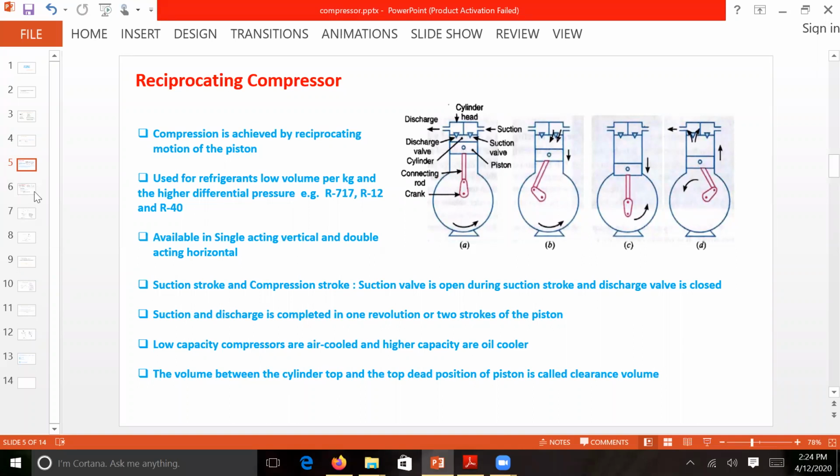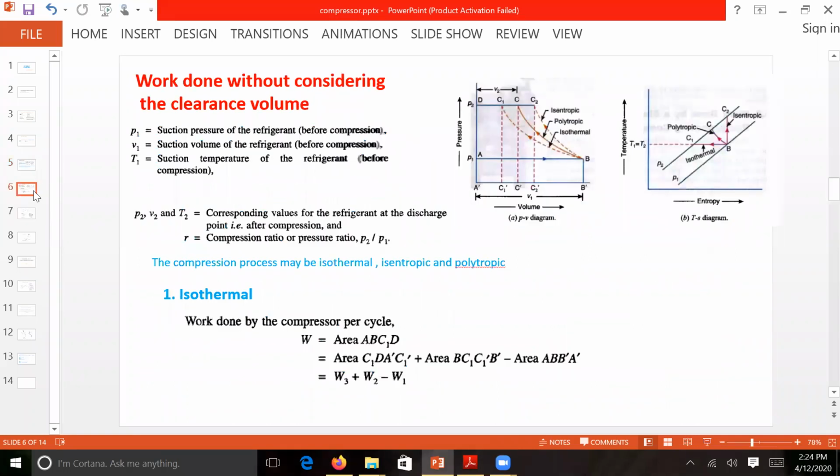Okay, now we go to the power consumed, or work done, in the compression process. If we are not considering the clearance volume, which is very, very small, what will be the theoretical work done, or the energy consumption, during compression?